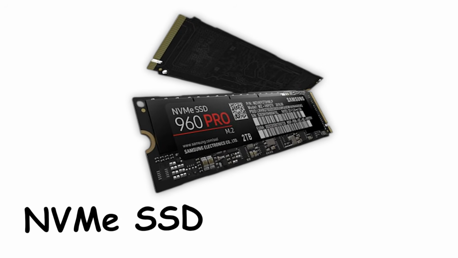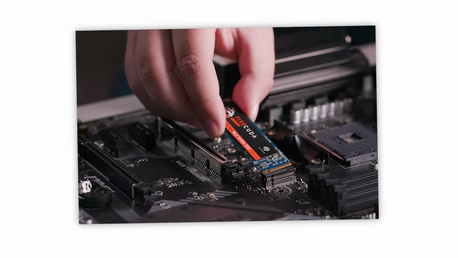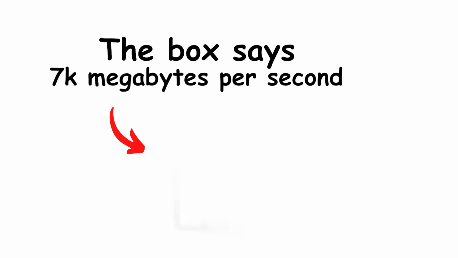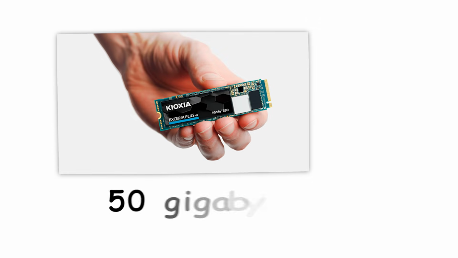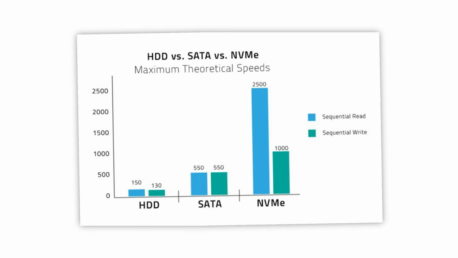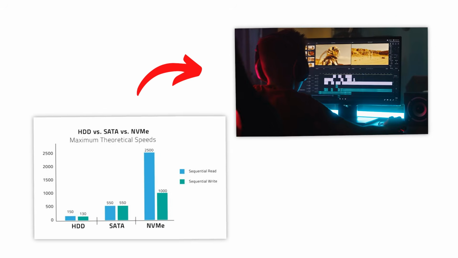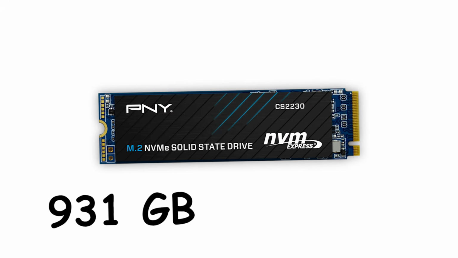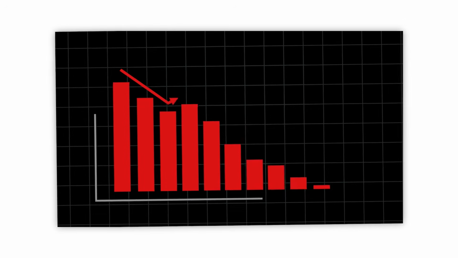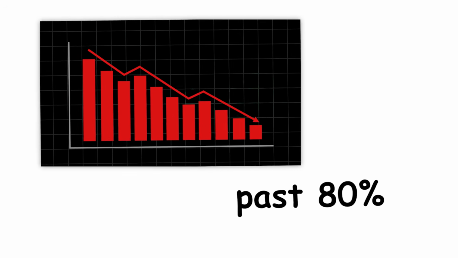You're about to spend $150 on an NVMe SSD based on specifications that are marketing fiction. The box says 7,000 megabytes per second sequential read. What it doesn't say is that after 50 gigabytes of writes, this drops to 1,200 megabytes per second for the rest of your workflow. The 1 terabyte capacity? You get 931 gigabytes usable, and performance crashes when you fill past 80%.